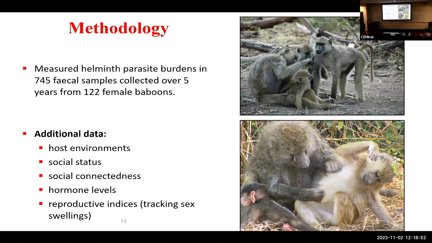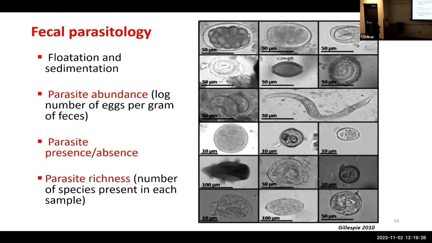So generally, what we did is collect 745 samples over 5 years from 122 female baboons. Very painful to do microscopy for all of these samples. Some of this data include the host environment, as we had talked about, the social status, the social connectedness, hormone levels, and reproductive indices. And for this population, it's easy to track what stage the animal is during reproduction because they normally have sexual swellings.